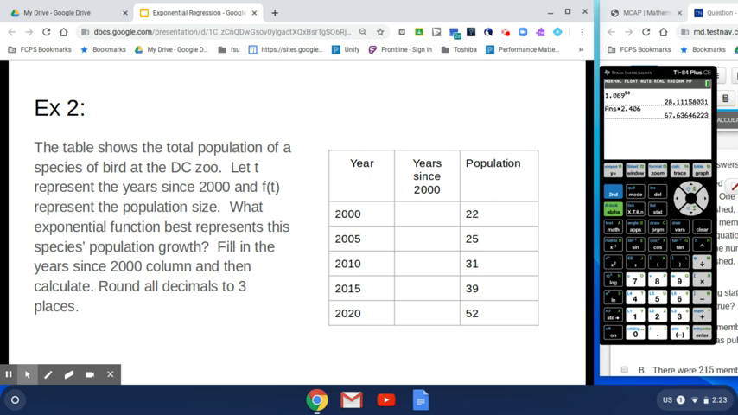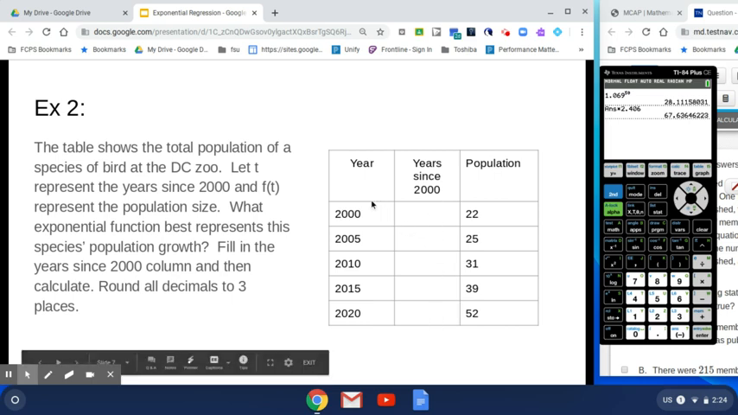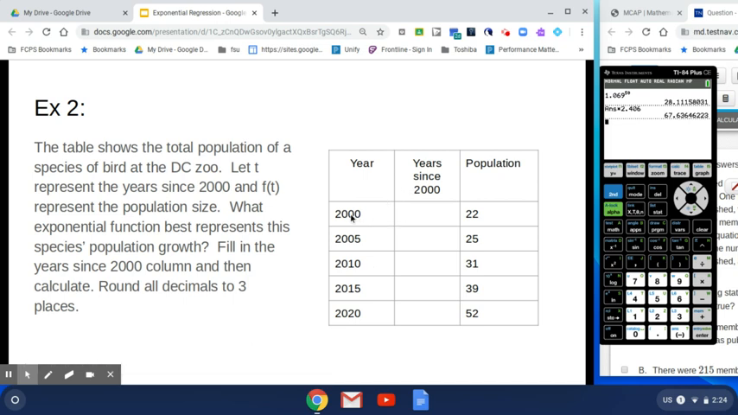Okay, the next example, we're asked to find the regression equation for years since 2000 versus the population of the DC Zoo. So guys, this years since 2000 column is currently blank. So we have to convert these years in the left column to the number of years since 2000. All we're going to do is take the year, subtract off 2000, and that's going to give us that X value. Pause the video and go ahead and find those years since 2000.